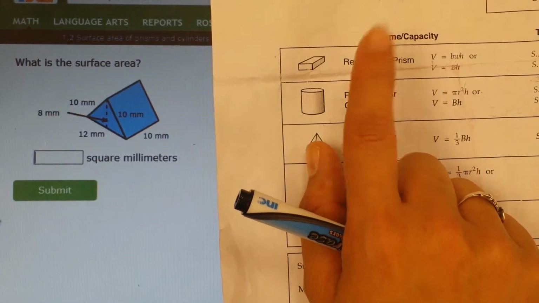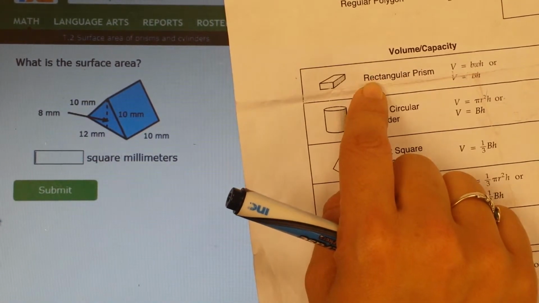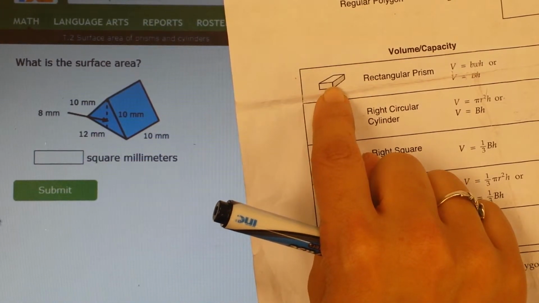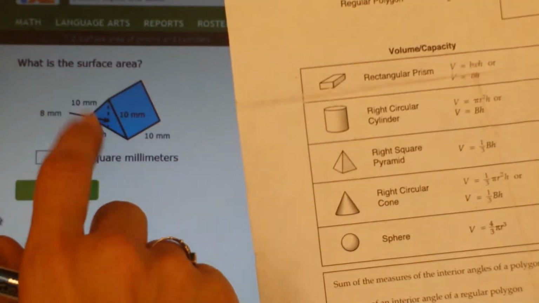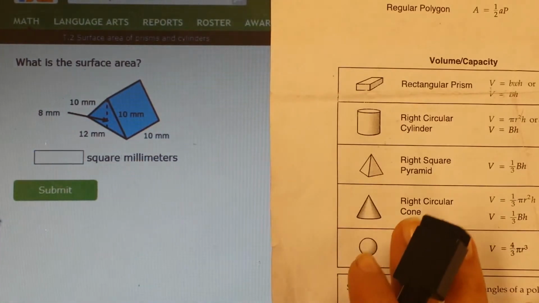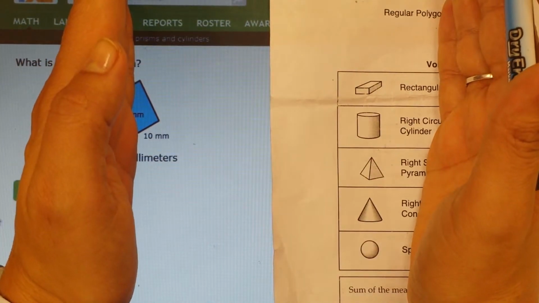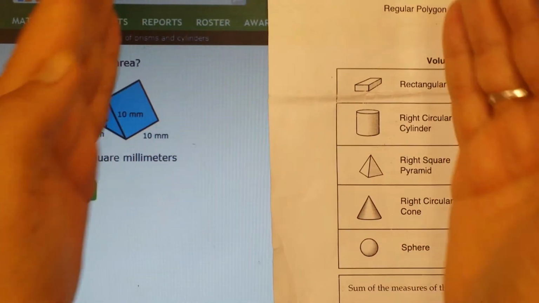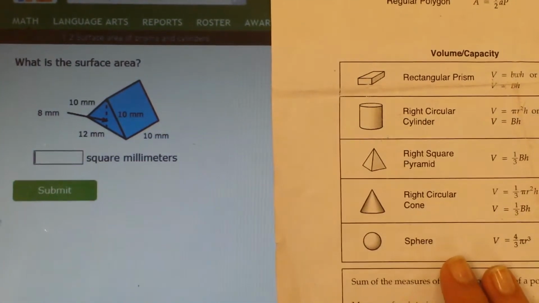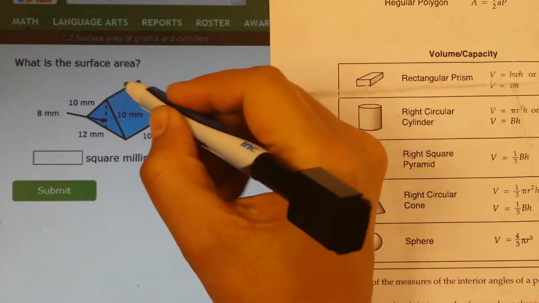Now, even though it says rectangular prism, it's still a prism, but the base is not a rectangle anymore. The base doesn't look like a rectangle. It's actually a triangle. Now, very important to note, remember the bases have to be opposite each other and parallel to each other, and there are only two of them. So you got to find those two in order to know it's a base. And keep in mind, they can trick you by turning the shape. So I'm just going to draw this out for you just to show you.